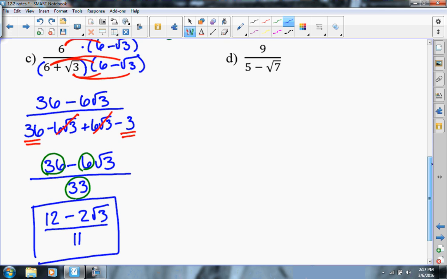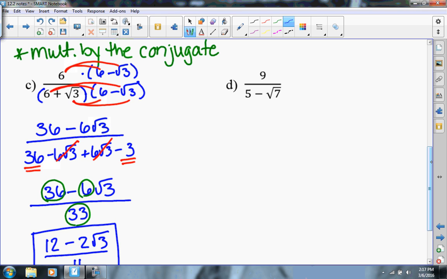Okay, so let's practice that one more time so we can see those steps again. Now again, in part D here, I've got 9 in the numerator, which is fine, but in the denominator, I have 5 minus the square root of 7, and that square root 7 is the problem. And I can't just multiply by the square root of 7, because then that just gives me a square root of 7 with the 5. So I have to multiply by my conjugate, 5 plus the square root of 7. That way when I do my distribution, those middle terms with the radicals will end up canceling.